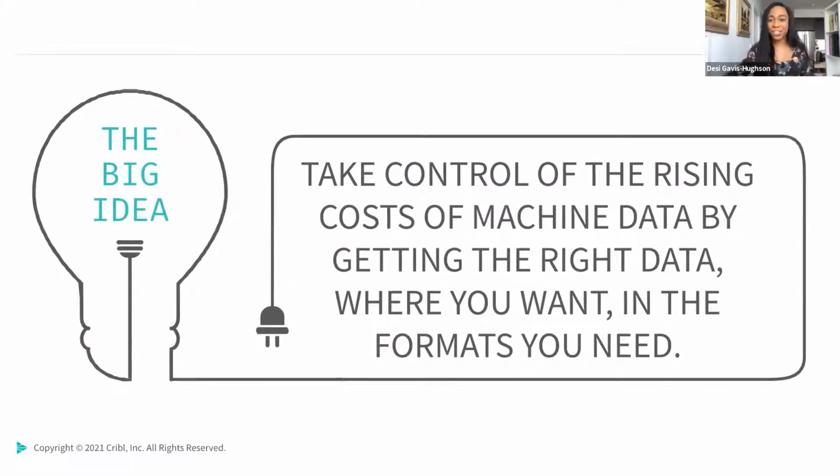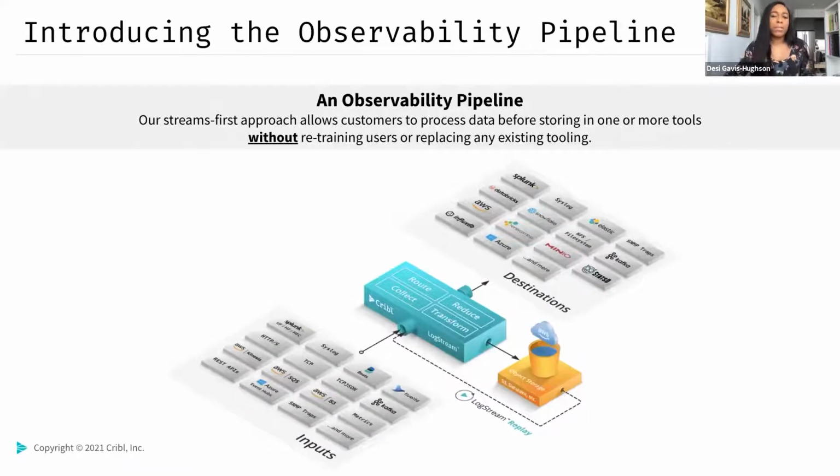How do you manage the trade-offs of analyzing everything you need to get insights from your machine data, formatted for all the tools you use, without breaking the bank? An observability pipeline solves all of these problems. And what our product Cribl Logstream does is it helps teams implement an observability pipeline without replacing any existing tooling.